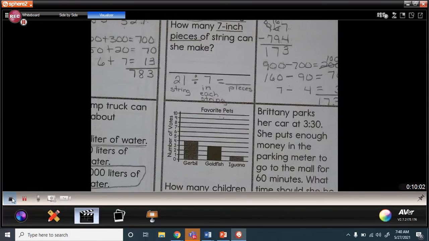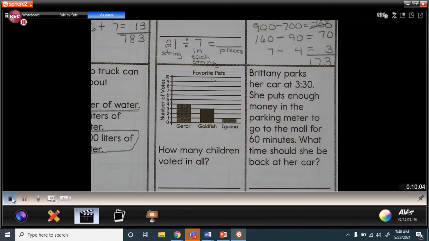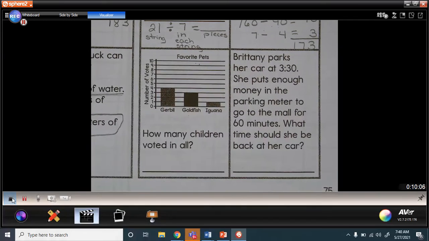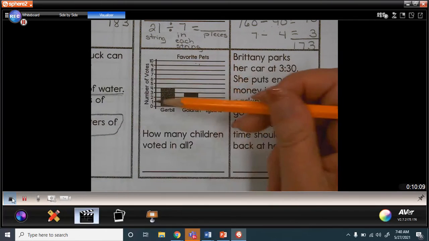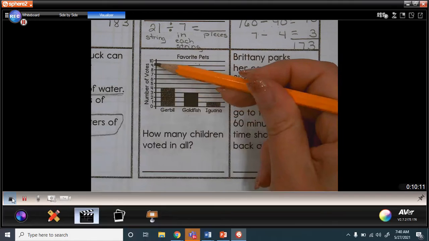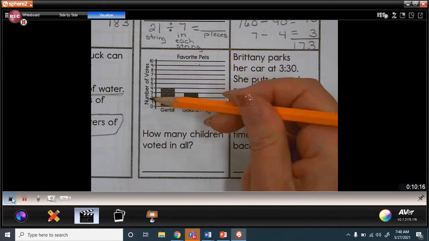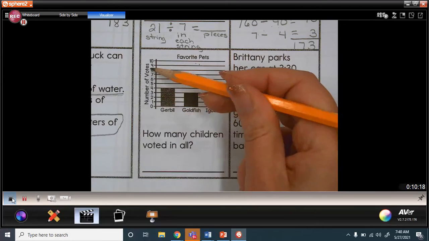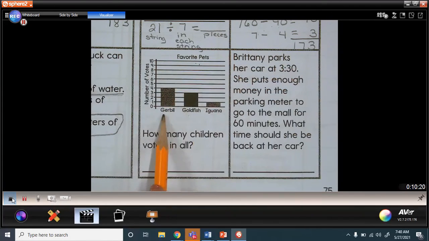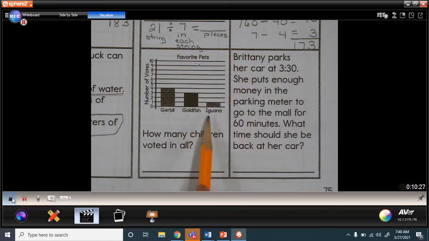All right, let's go ahead and take a look at our next problem, which is a bar graph. And you'll notice it's going by a scale of ones here. And it says favorite pets. And this is telling us the number of votes for this scale. And we have a gerbil, the G and the E make a J sound, gerbil, goldfish, iguana. So, how many children voted in all?